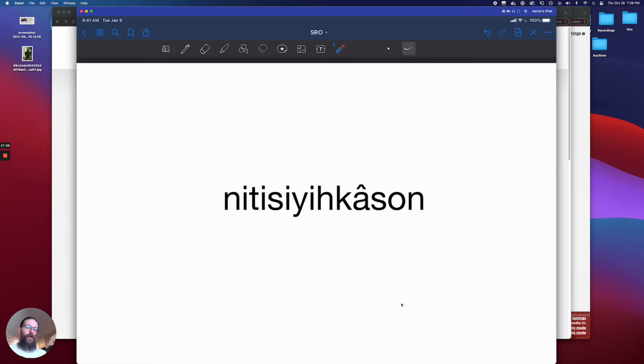And I don't want to pick on anyone in particular, but I've heard people, beginners in particular, try to pronounce this using the English sound system. And I might hear something like "nitasi-kasan," "nitasi-kasan." And so, again, if we're looking at this word, let's practice using the Nehiyaw sound system to pronounce this.